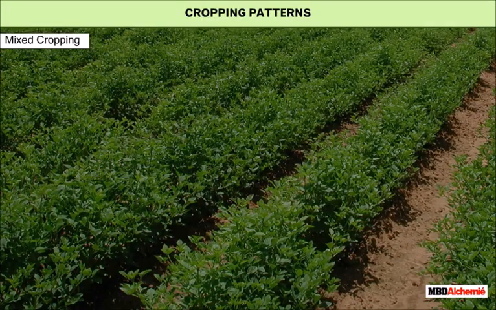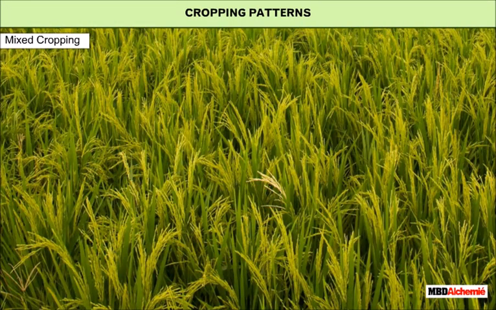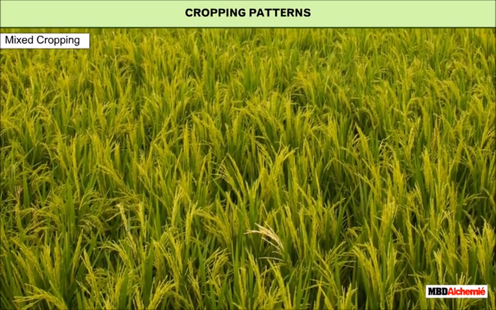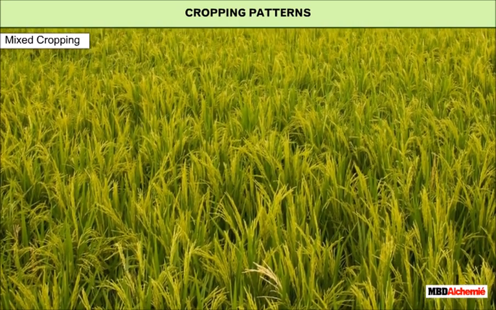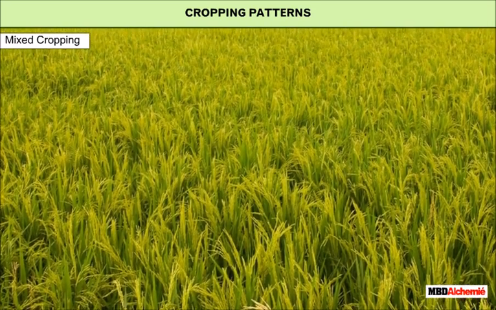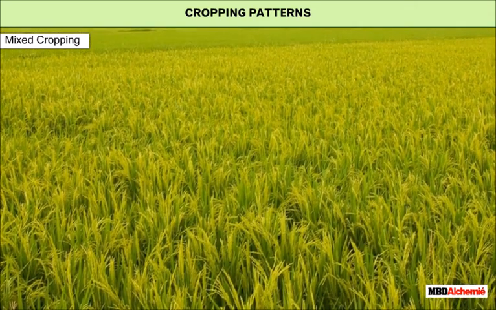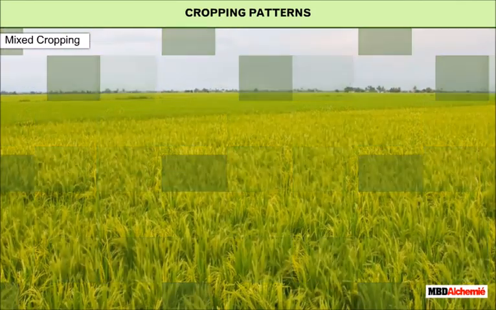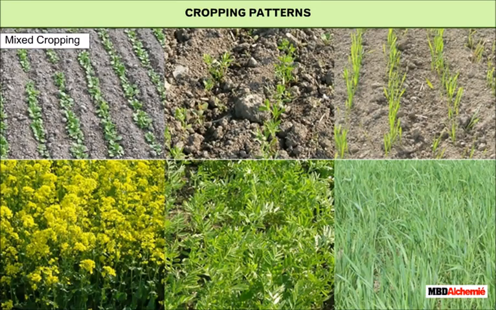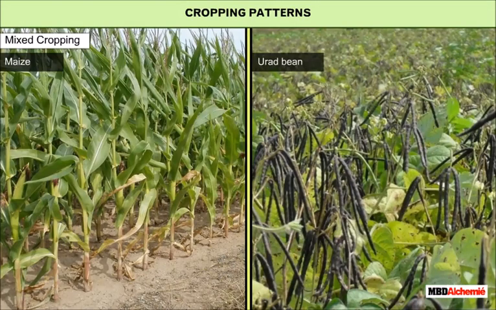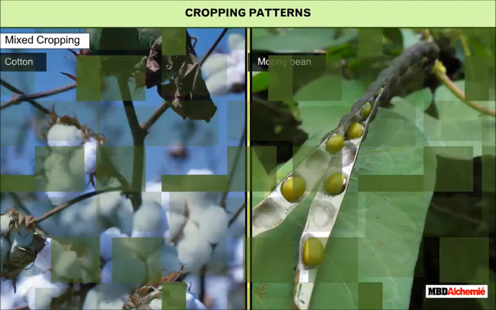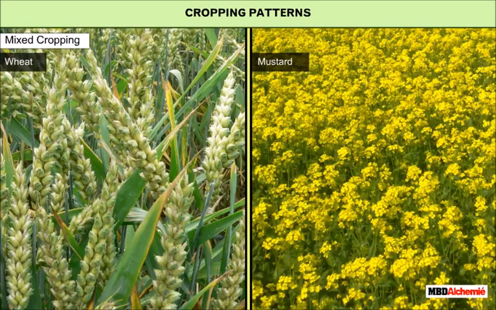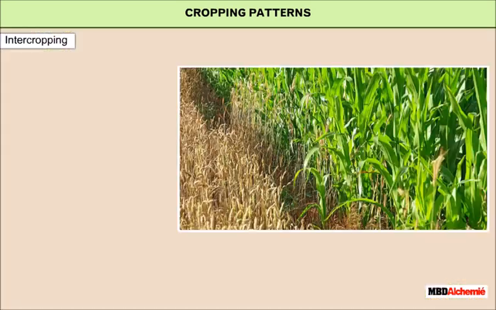Mixed cropping. Mixed cropping is the practice of growing two or more crops simultaneously in the same piece of land. The basic objective in mixed cropping is to minimize the risk and ensure against the crop failure due to abnormal weather conditions. The following combinations of crops are used by farmers in mixed cropping: maize and urad bean, cotton and moong bean, groundnut and sunflower, wheat and chickpea, wheat and mustard.